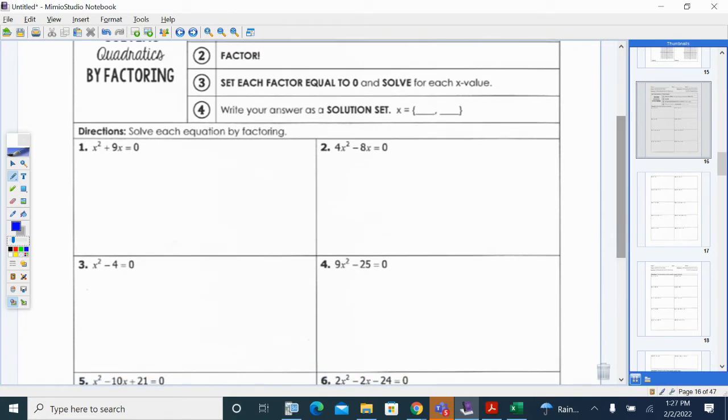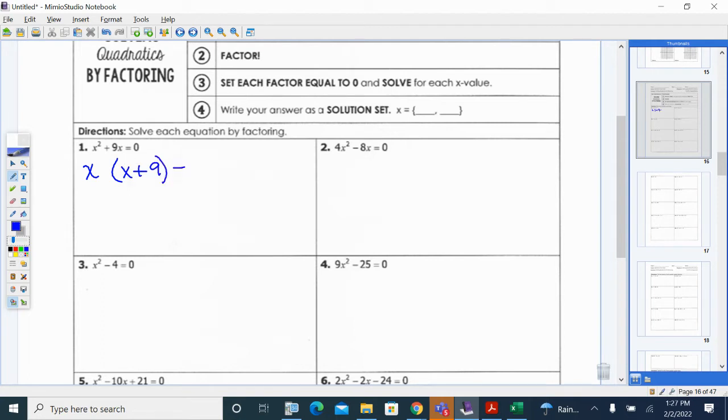We're going to start out by looking at example number 1. The directions here are just solve each equation by factoring. In number 1, we already have a 0 on the right side, so I'm just going to go ahead and try to factor this x squared plus 9x. For this one, ax squared plus bx is all you got. You do not have a constant, so GCF is your best friend. The greatest common factor here is an x, and I'm going to factor that out and get x plus 9 for the other factor.